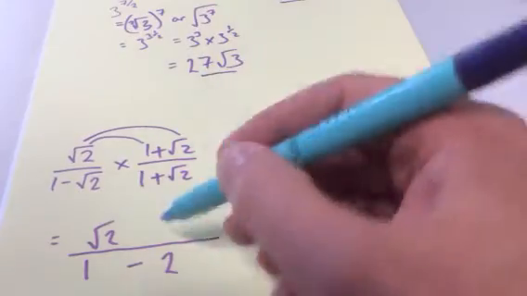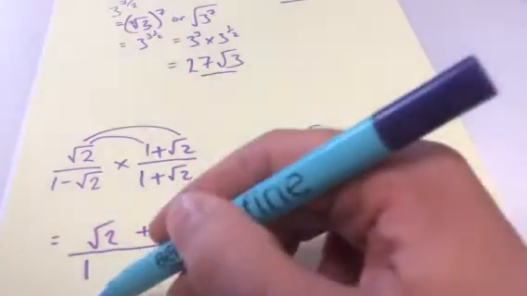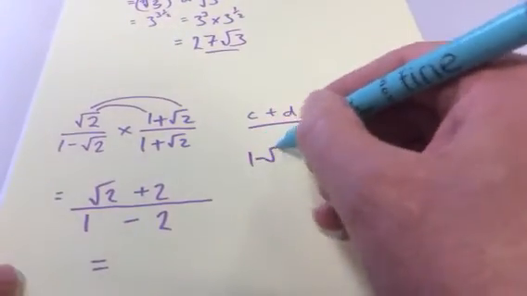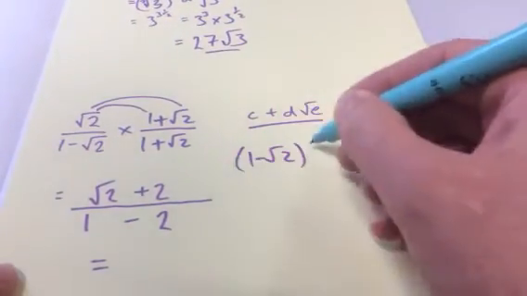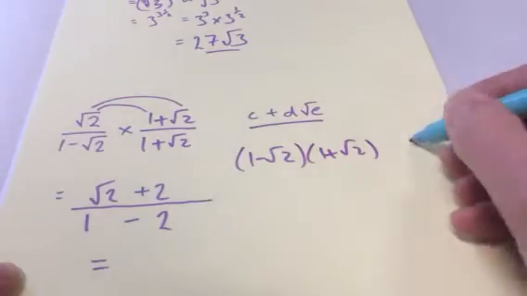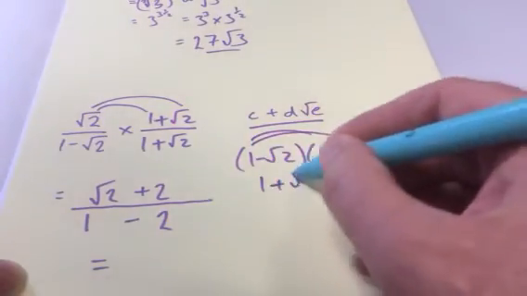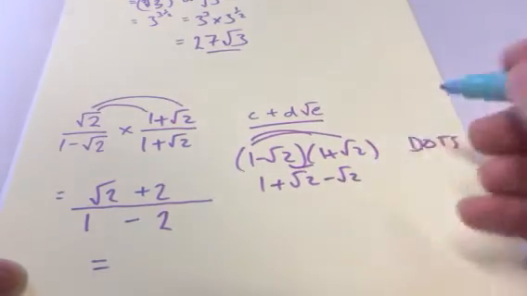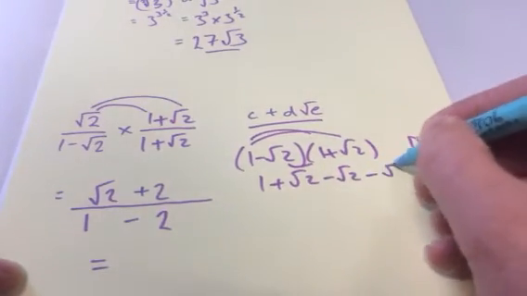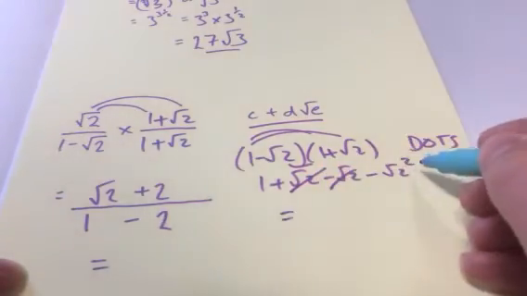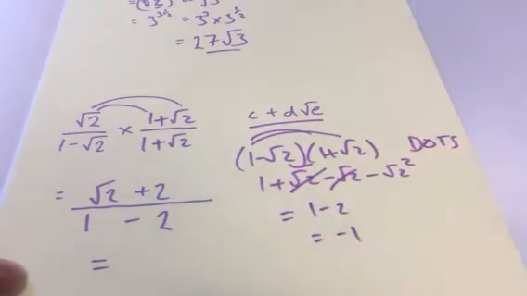root 2 plus 2. So if you're not sure about what I've done in the denominator, I'll just quickly do that on the side here. 1 minus root 2 times 1 plus root 2. It's like a difference of two squares. I get 1, I get plus root 2, I get minus root 2, and then I get minus root 2 squared. Those two cancel. Root 2 squared is 2. 1 minus 2 is minus 1.